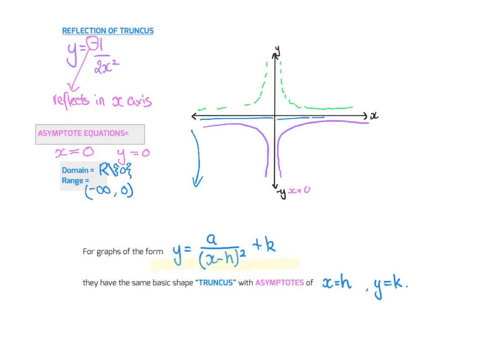Okay, so we can see from the graphs, when we have this basic formula here, the h, if this sign's negative, that h value will be the x asymptote, and the k will be the y asymptote. Okay, and that's it for today.